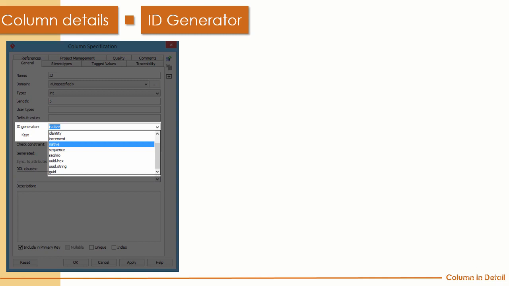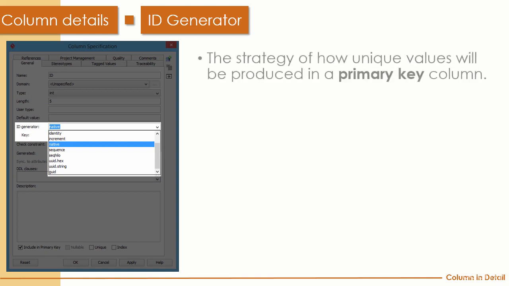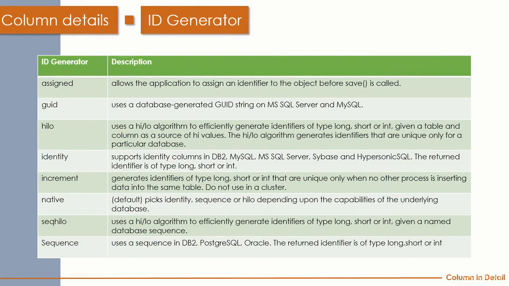And then the ID generation. The ID generation property is for you to select which strategy you want to use to produce the primary key column. And we have different settings. Let me walk you through a few very commonly used ones. The assigned, that means when you insert data into the database, you need to set the ID by yourself. And you need to keep it unique, and you need to make sure it is not null.